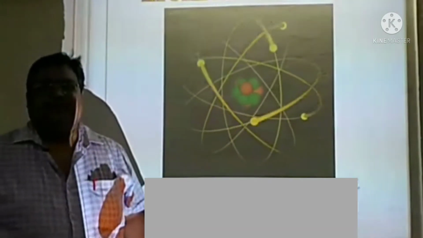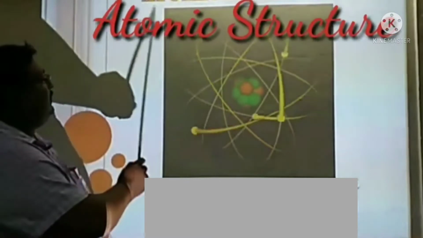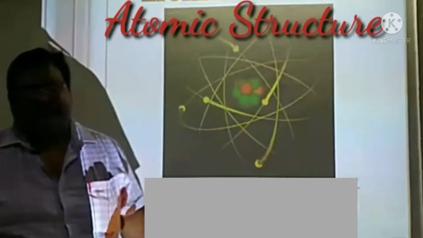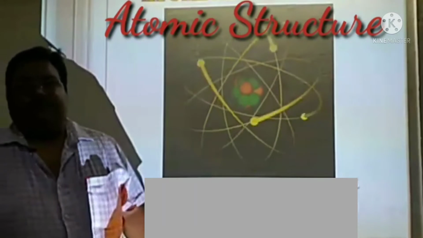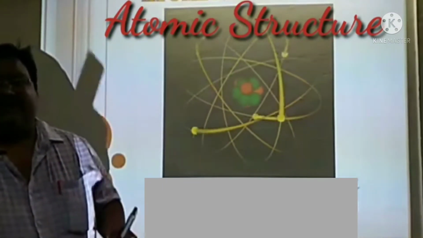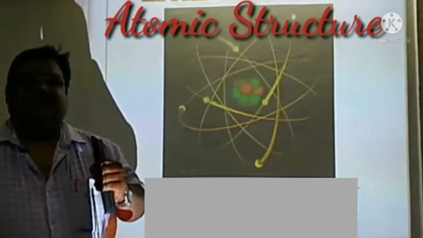Hello students, today we are going to discuss the chapter atomic structure. So first of all, we should understand what an atom is. According to Dalton's atomic theory proposed by the scientist John Dalton, an atom is the smallest part of any matter which cannot be further subdivided.